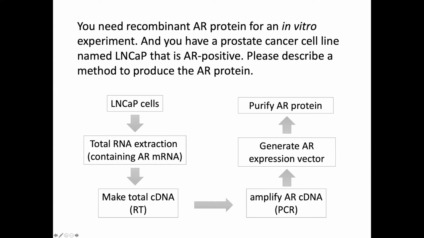But during the next step here, the PCR step, you can use the sequence-specific primers to amplify AR cDNA only, but not any other cDNAs from LNCaP cells, okay? So then by restriction enzyme digestion here, you can generate AR expression plasmid, which can produce AR protein, and then this is in bacteria. The final step, of course, will be purification of recombinant AR protein from the bacteria. I hope you got this answer correctly.